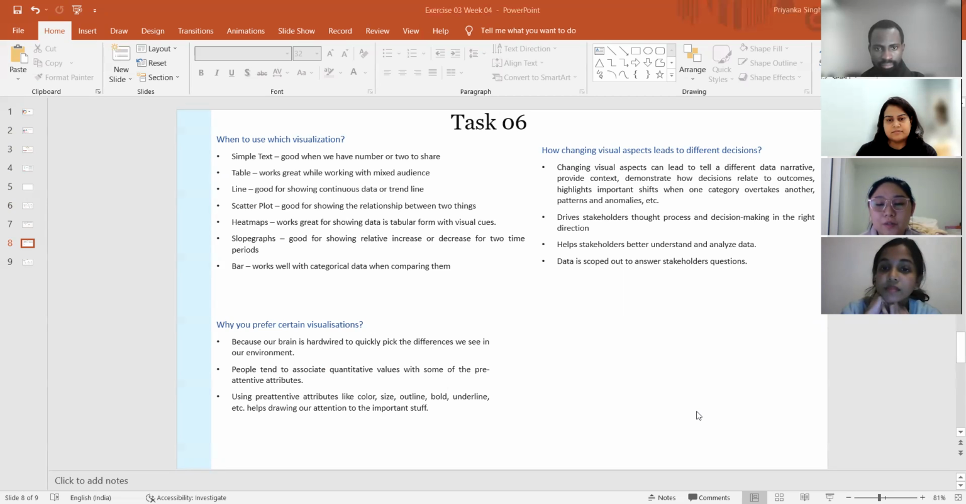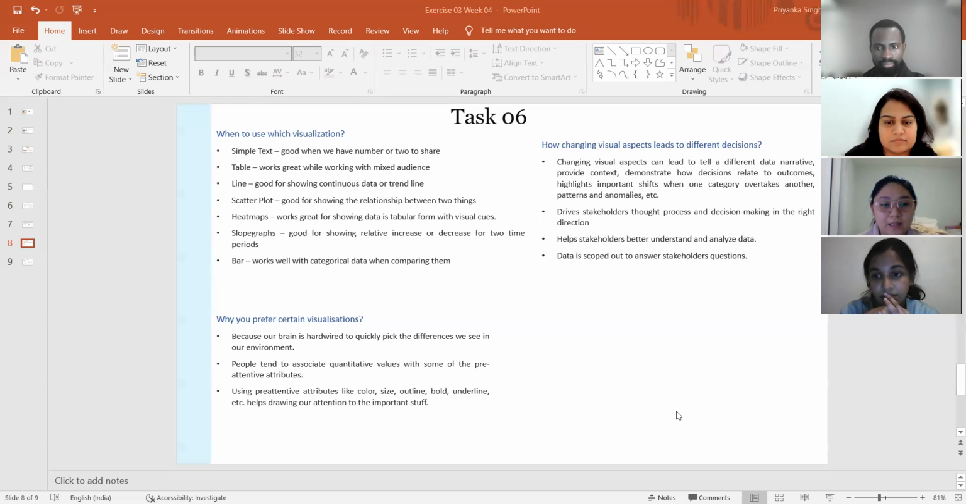The first one is that changing visual aspect can tell a different data narrative, provide context, demonstrate how decisions relate to outcomes, and highlight important shifts when one category overtakes another, pattern anomalies, and so on. And the second one, it drives stakeholders' thought process and decision making in the right direction. It also helps stakeholders better understand and analyze data. And the last one, data is scoped to answer stakeholder questions. So we're moving to the next slide.